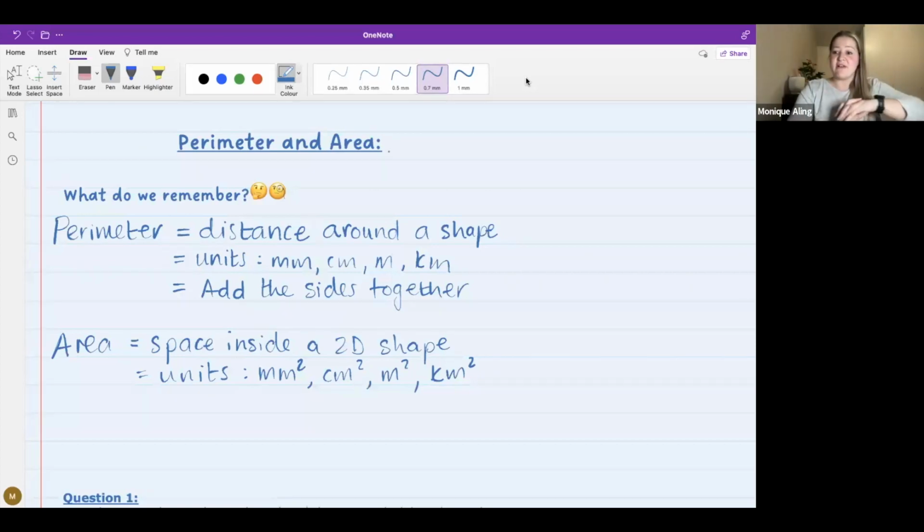Any formulas for area that we can think of? Any shape. What is your favorite shape when it comes to area? How do we work out the area of that shape? The easiest one is rectangles. How do we work out the area of a rectangle? Okay, we've got circles as well.